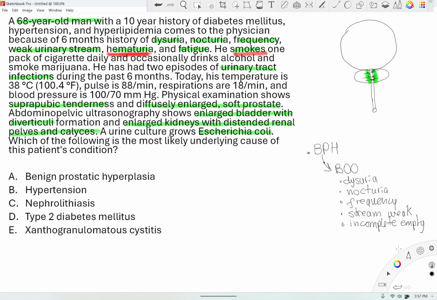Okay. All right. What else? Next thing is, so that's one complication of this. Another complication of benign prostatic hypertrophy is recurrent UTI. Recurrent UTI because urine flow is obstructed. Urine doesn't flow as before, so it doesn't wash bacteria down the urethra and outside, right?